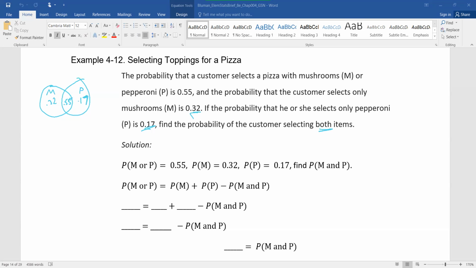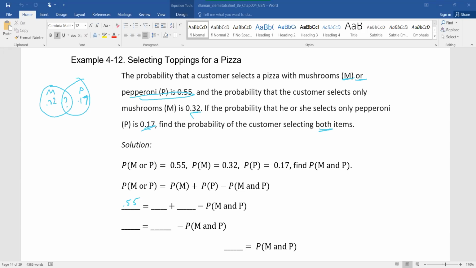All righty. So the or situation, where are we at? You know what? That 0.55 shouldn't be there, since the question says mushrooms or pepperoni, so we don't actually know this number. All right, so this 0.55 would be your or. It gives us the answer. So this is 0.55.